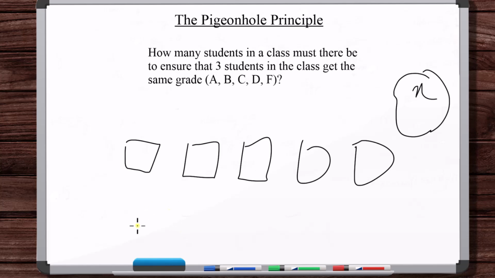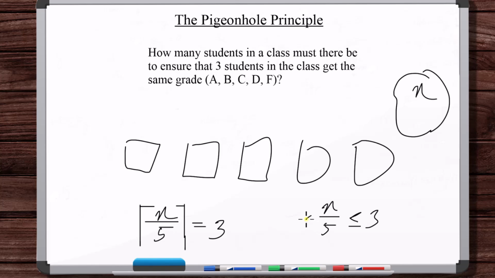So what we've got here is we don't know N, K is 5, and C is 3. So it's just that N divided by 5 is going to be less than or equal to 3, greater than 2. So multiply everything by 5.